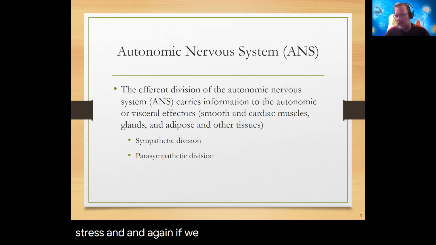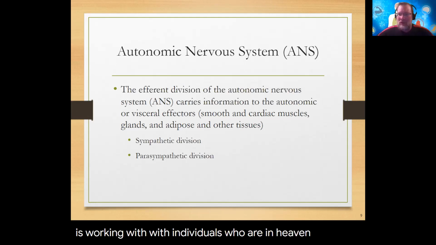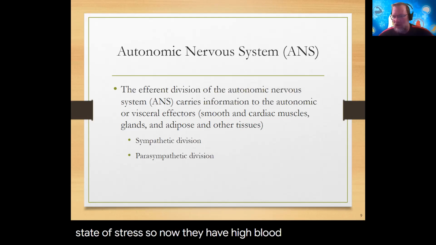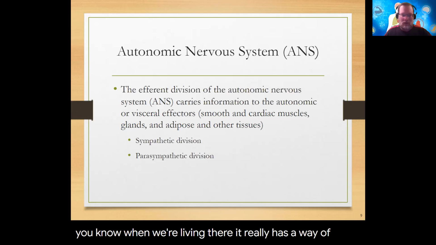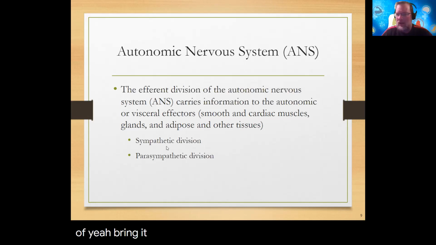And again, a lot of our patients, this is kind of the bread and butter, right, of what we do in the clinic, working with individuals who have maybe zapped out the body because they've been in a chronic state of stress. So now they have high blood pressure all the time. They have different set points. They have maybe type 2 diabetes. They've got asthma. They've got COPD. They've got cholesterol issues. They've got all of these metabolic problems that relate to chronic stress. And so stress is normal. It's as needed. But again, when we're living there, it really has a way of bringing you down over time.